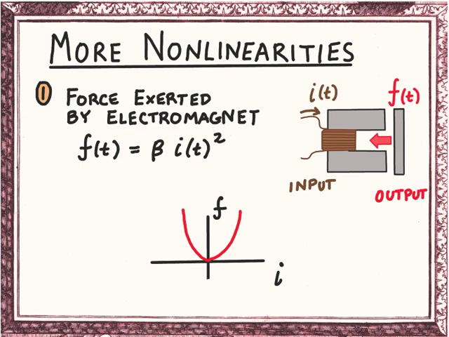We'll now look at two physical phenomena that result in nonlinearities and that are common to many electromechanical systems. The first is the force exerted by an electromagnet. The force exerted is equal to a constant times the current that flows through the coils of the electromagnet squared. And so the relationship between force and current is as shown at the bottom of the page. We already learned that a relationship between an output and an input where the input was squared was a nonlinear system.